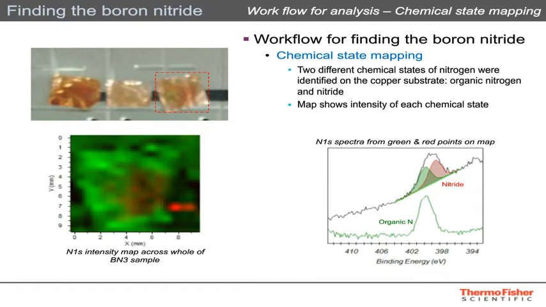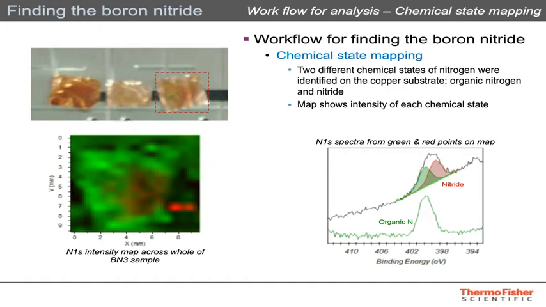Some areas, marked in green, have mainly organic nitrogen. The red area, however, has organic nitrogen and a nitride component, marked in red on the spectrum. If we process the imaging data, we can now see the areas of boron nitride quite clearly.